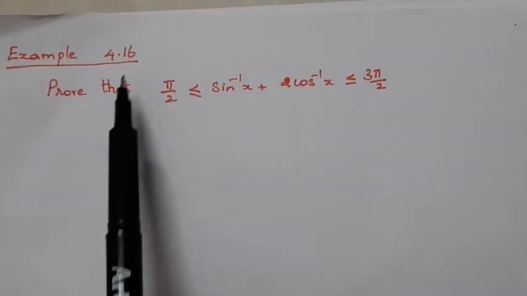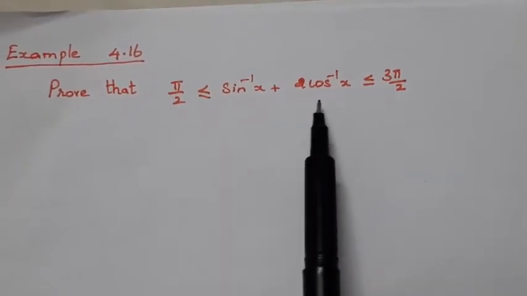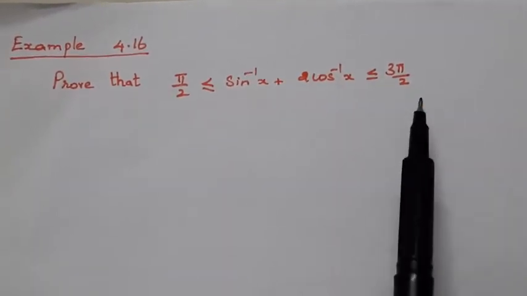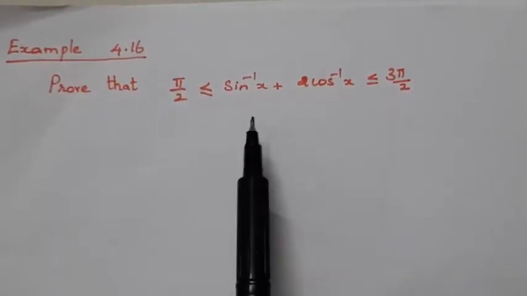Example 4.16. Prove that pi by 2 is less than or equal to sin inverse of x plus 2 cos inverse of x is less than or equal to 3 pi by 2. So, in order to prove this inequality, we are going to apply the property.